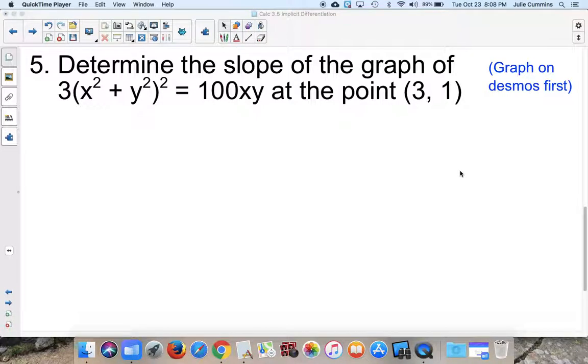For example number 5, we want to determine the slope of the tangent line to the graph of this function at the point (3, 1). I forgot to write the tangent line, but you get the idea.